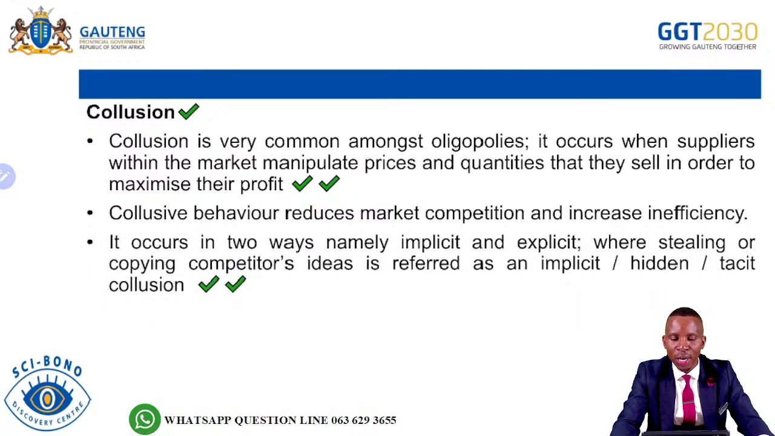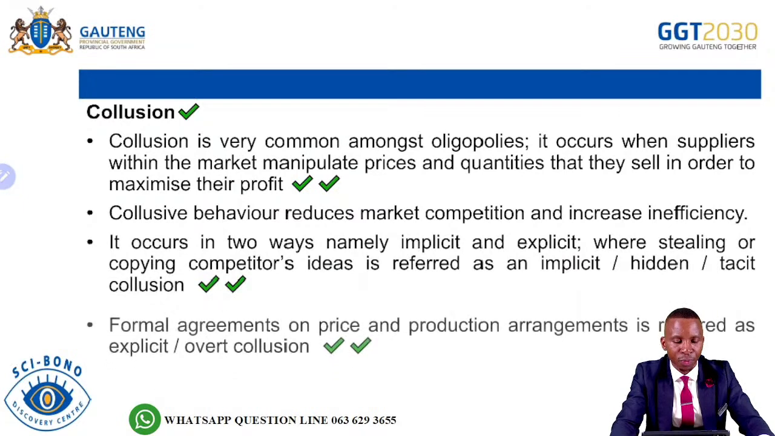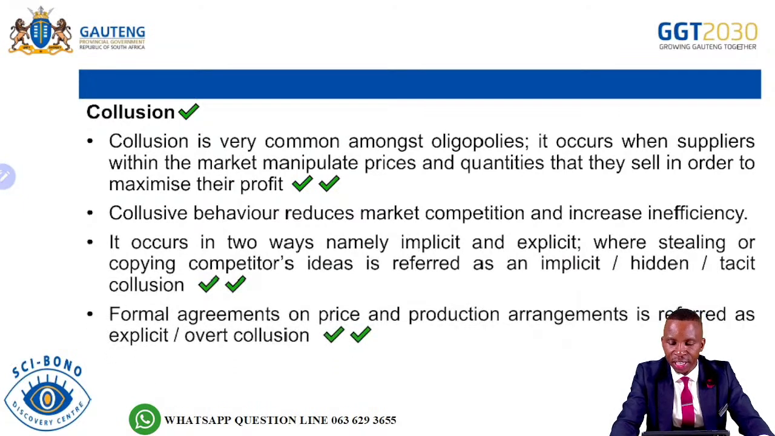It occurs in two ways, namely implicit and explicit, where stealing or copying competitors' ideas is referred to as implicit, or hidden, or tacit collusion. Formal agreements on price or production techniques or arrangements are referred to as explicit or overt collusion. That's where firms sit down, discuss and make an agreement over the decision.